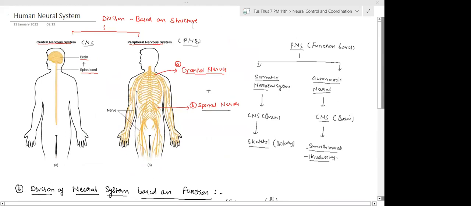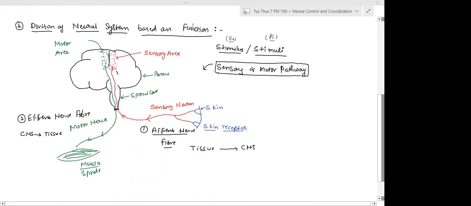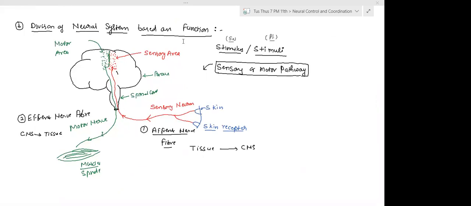But why is it divided into sensory area and motor area? Basically, there are certain different kinds of neurons which receive something. There are different neurons which give something, so their category is different. That's why we have divided.